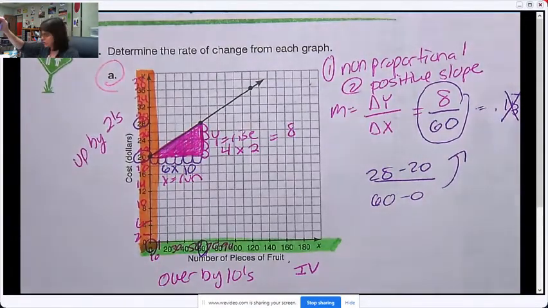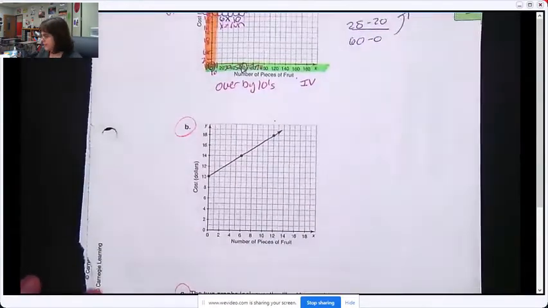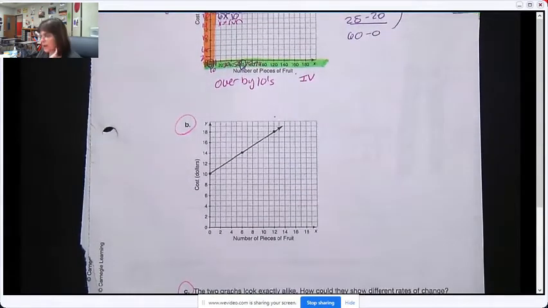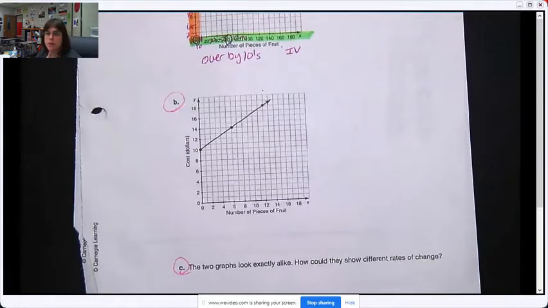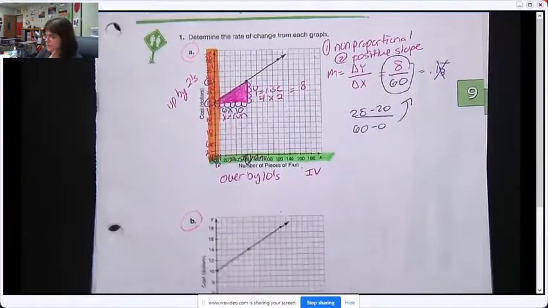Okay. Now you try B on your own. Pause the video. And C says the two graphs look alike. How come they show different rates of change? Okay. There's a clue in there somewhere. So pause the video and see if you can do B and C on your own. And then when you're ready, press play.